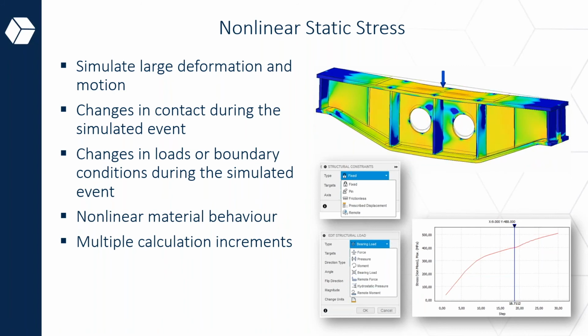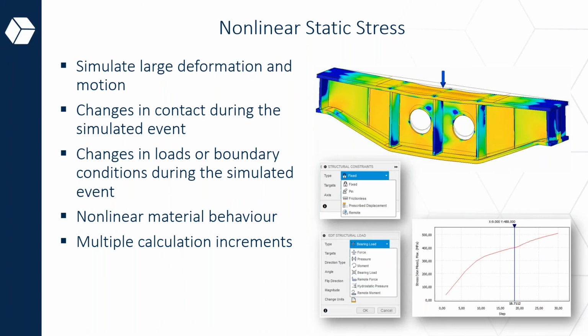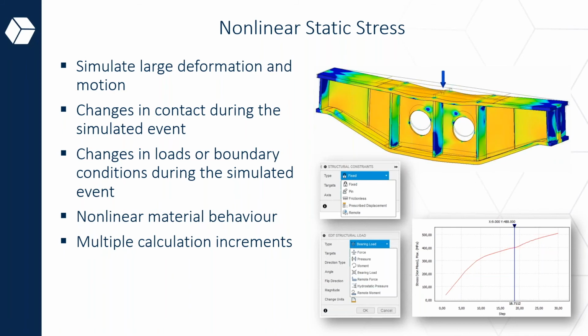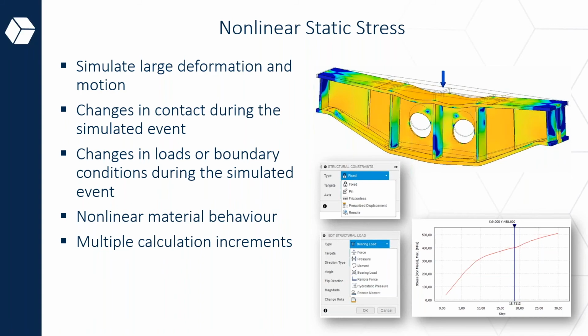And then the shape itself of the part that you modified, if you've got additional stresses in specific kinks or bends or curves, may also change the way the stress is distributed among your parts. So that also is taken into account when you're talking about nonlinear static stress. It allows you to look at your material behavior as well as gives you multiple calculation increment options.